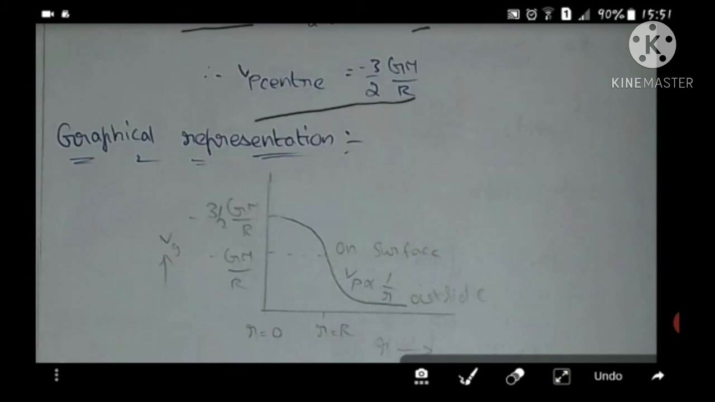Now the graphical representation of gravitational potential due to a solid sphere. Gravitational potential is along this axis and the distance from the center is along this axis. Here it is at the center: minus 3 by 2 into GM by R is at the center. The gravitational potential is like this, and it goes on increasing, so that on the surface r is equal to R. There the gravitational potential is minus GM by R. It goes on increasing outside the sphere. Therefore Vp is proportional to 1 by r.